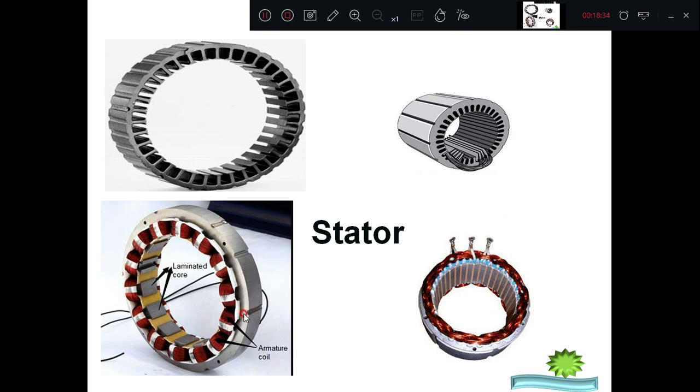In summary, the alternator is an AC generator which converts mechanical energy into electrical energy. In this case, the stator is the armature, whereas the rotating part is the magnetic field. It has several advantages that we have seen. In the next class, we will discuss the rotor of the alternator.